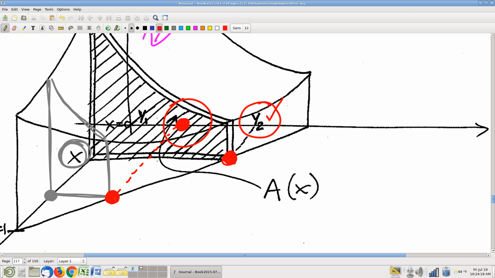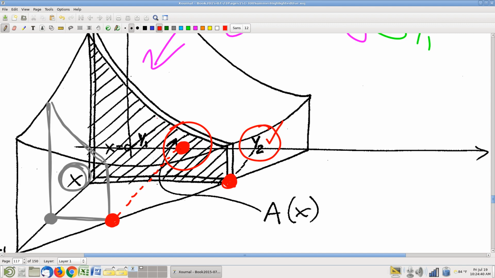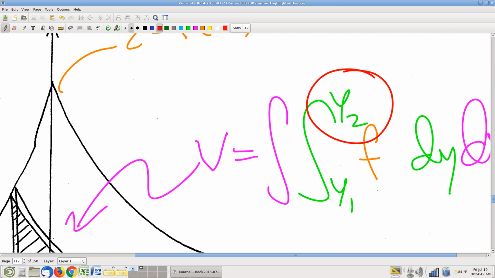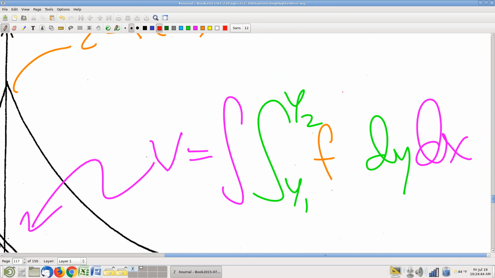Let me say that a little bit differently. For different values of x, you get different y's. Let me say that just ever so slightly differently again. The y-bounds are functions of x. That's the only change. Everything else is exactly the same. But the big change, again, in how to break this up as an integral is that these y-bounds are functions of x.